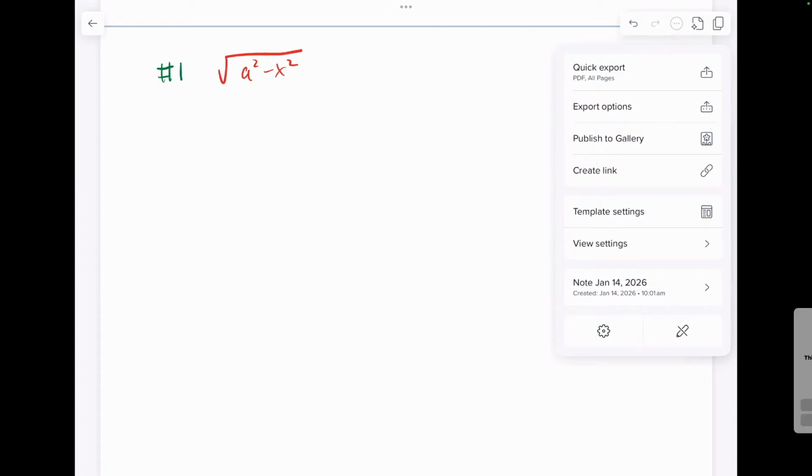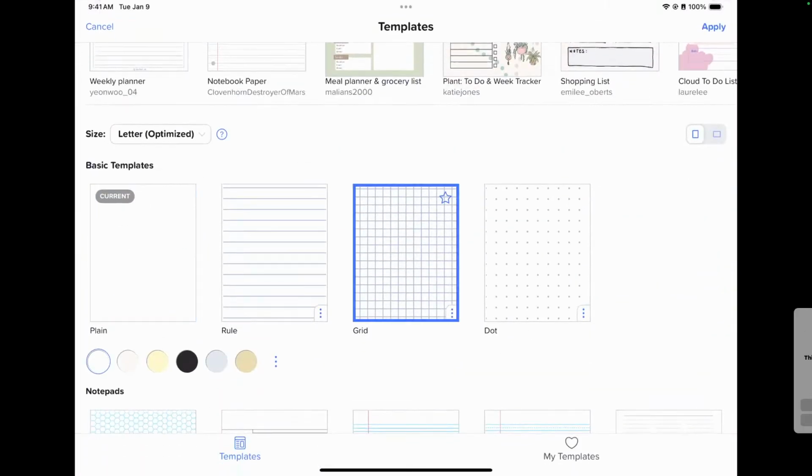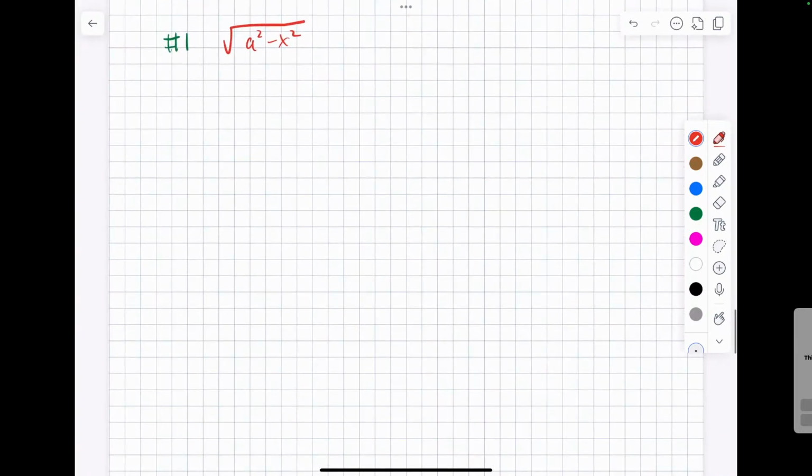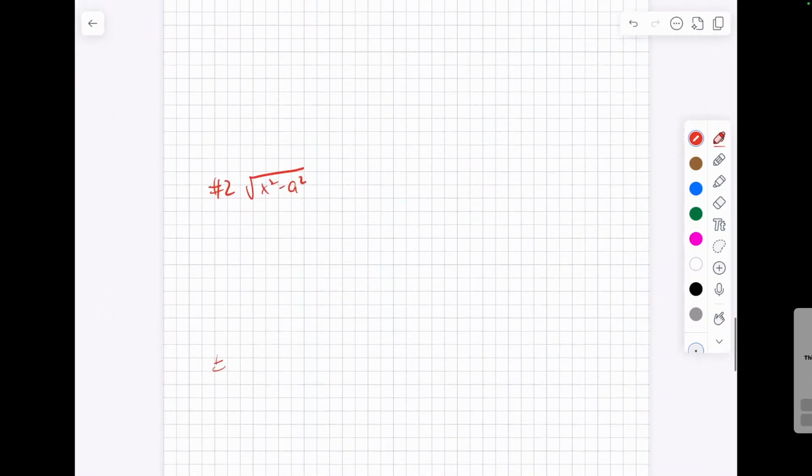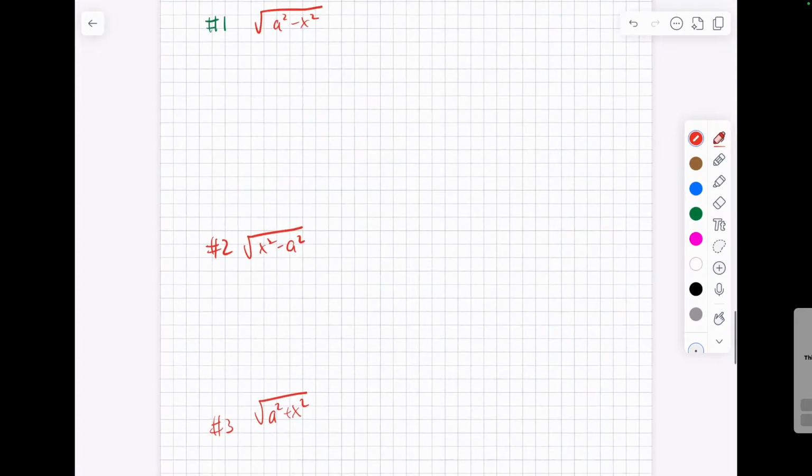And the second situation that you might get is the square root of x squared minus a squared. So they are totally different situations. The third situation you're gonna get is the square root of a squared plus x squared. So you've got three situations.